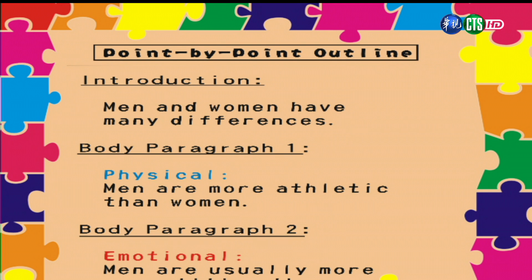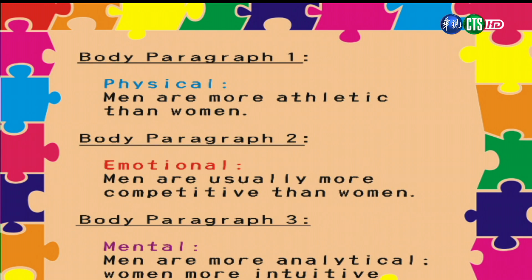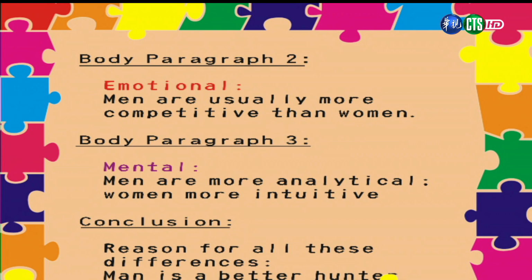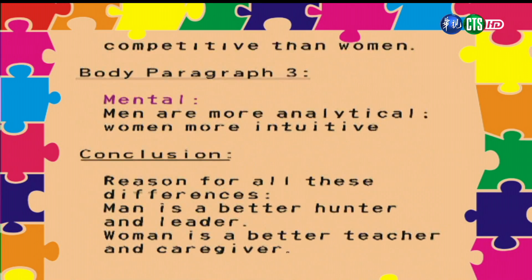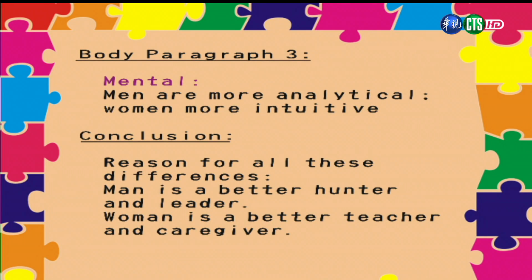And now, on the other hand, when we look at the point-by-point essay, we can see the introductory paragraph is followed by a paragraph that focuses on the physical differences between men and women. And this is followed by a paragraph that focuses on the emotional comparison between men and women. And then finally, a paragraph that focuses on the mental differences between men and women. And then finally, both of these, the block and the point-by-point essay, are going to end with a conclusion that covers the same issues.